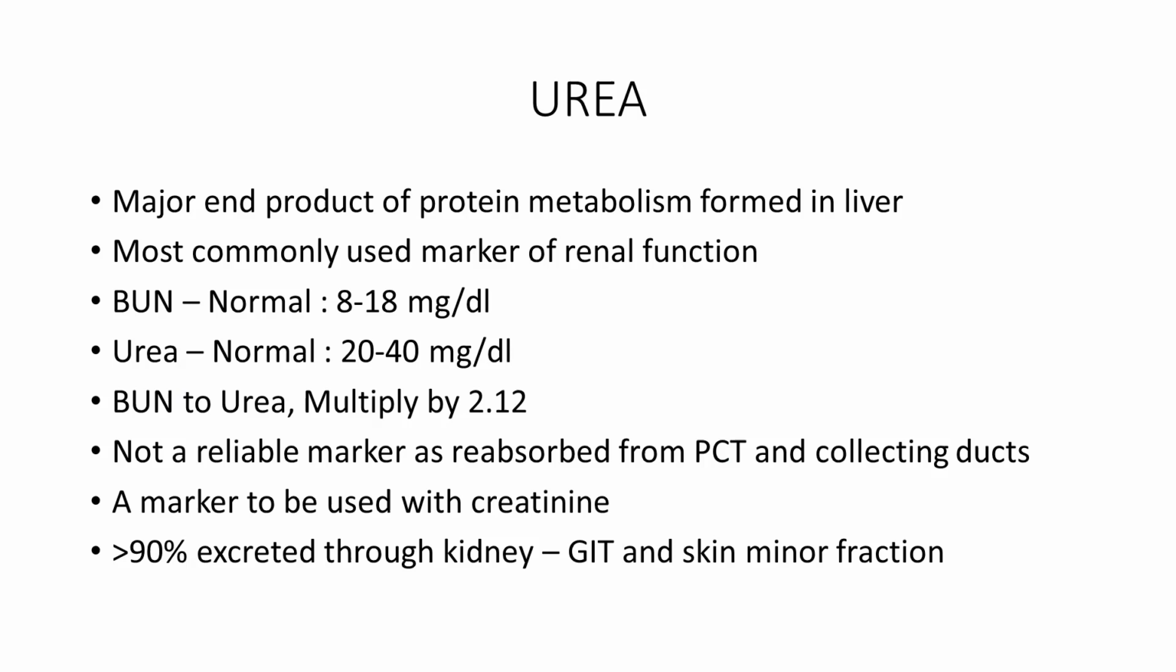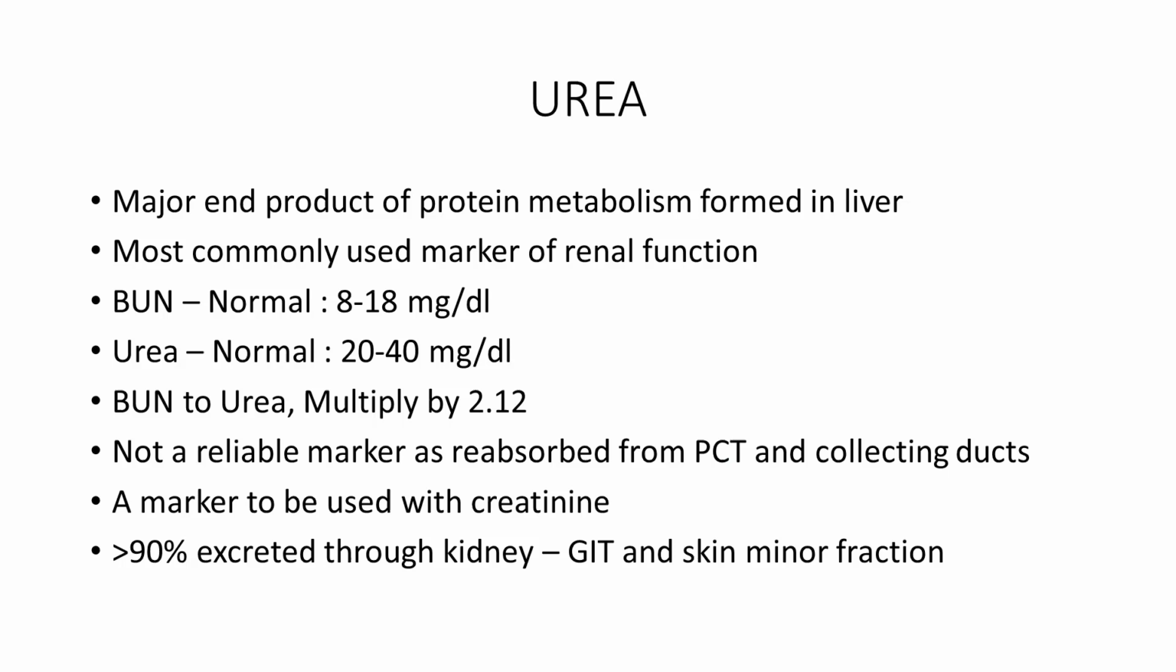Most of the labs give you a urea report, but certain labs give you the level in the form of BUN. You just have to multiply the BUN by 2.12 to get the urea level. Or if there is a urea level and you want to convert it to BUN, you have to divide it by 2.12. It is not a reliable marker.